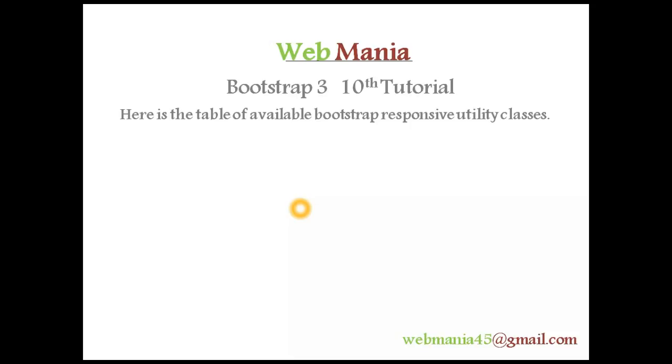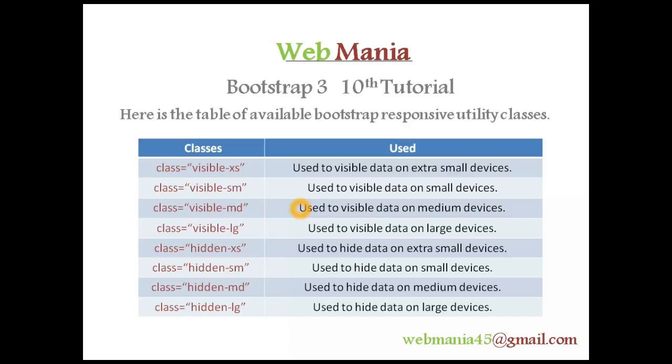Here is the table of available Bootstrap responsive utility classes. The table consists of two parts. The first side consists of classes and the second side consists of the use of those classes. The first class is visible-xs, which stands for extra small. If we apply this class on an element, that element will be visible only on extra small screen size, as mentioned in its use. The next one is visible-sm.